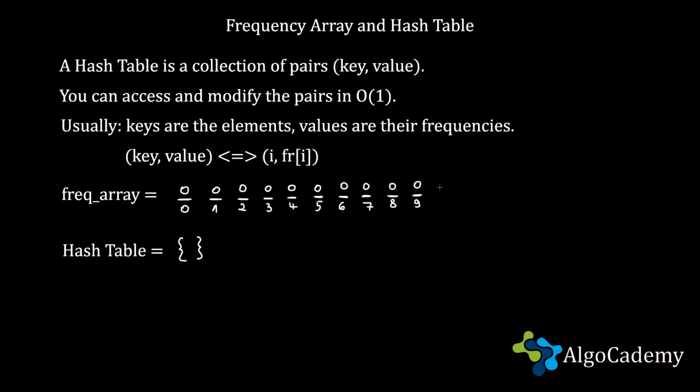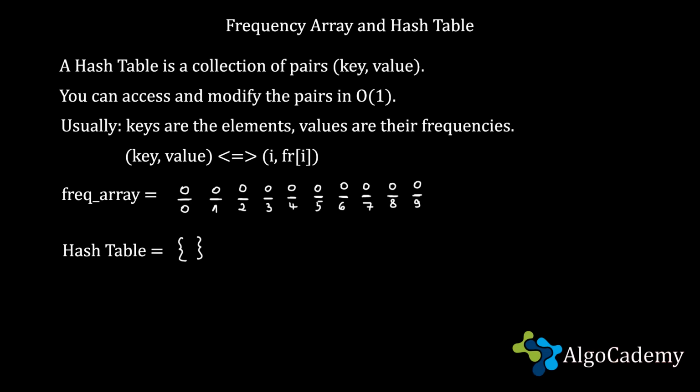So let's first find out what is a hash table. A hash table is just a collection of pairs that look like this: key and value. Now these two can be of any data type. The key can be an integer and the value also an integer, or the key can be a string maybe and the corresponding value an integer or a double or another string, right?